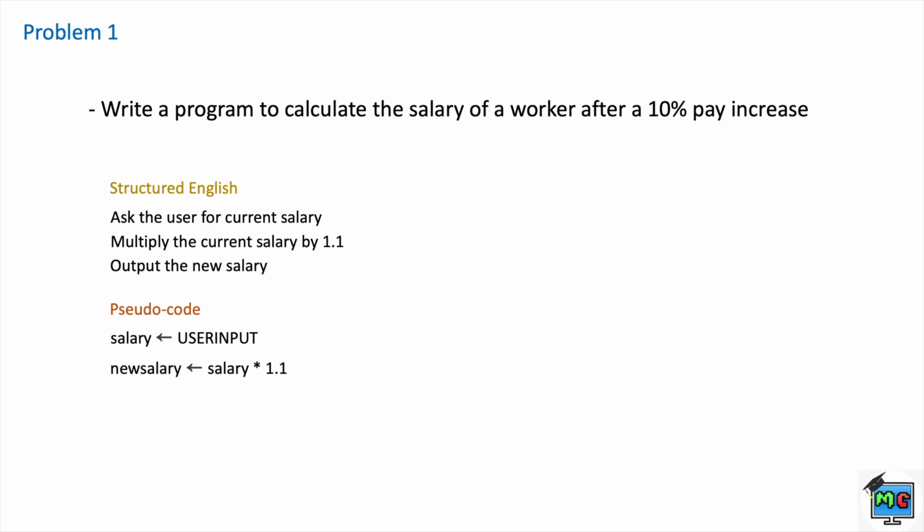And then what do you have to do? Output. Because you need to show it to the user. So you will have output new salary. Okay? Is that understood? Yes. Okay. If I were to do that, of course, I wrote the pseudocode.